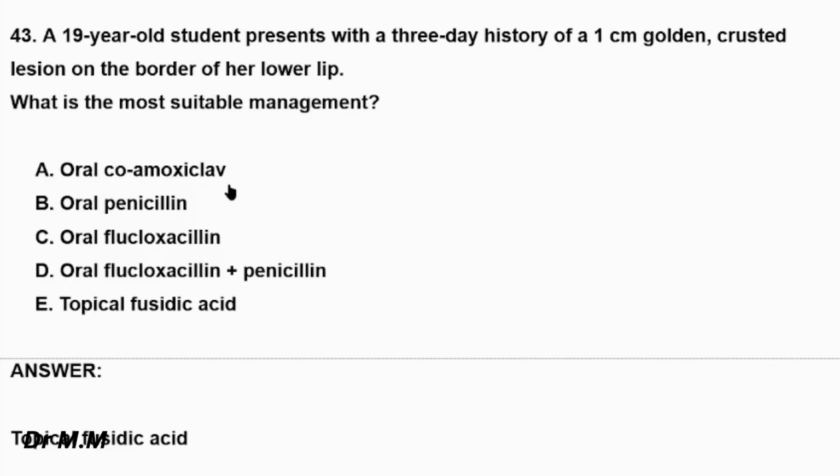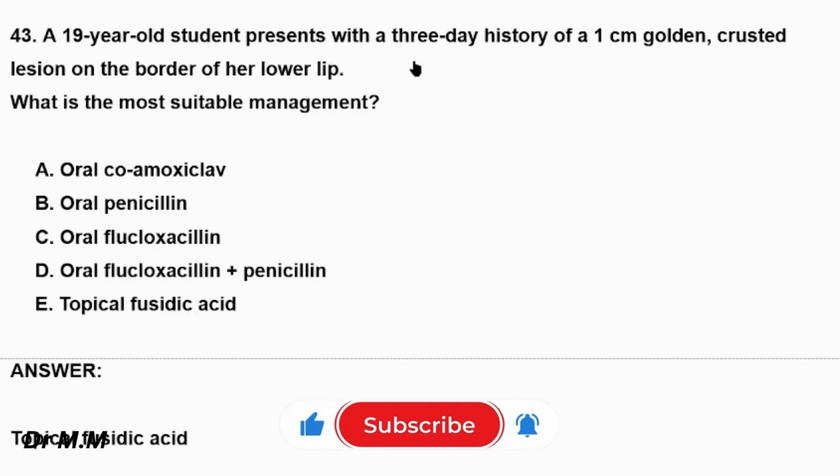A. Oral coamoxicillin. B. Oral penicillin. C. Oral flucloxacillin. D. Oral flucloxacillin plus penicillin. E. Topical fusidic acid.